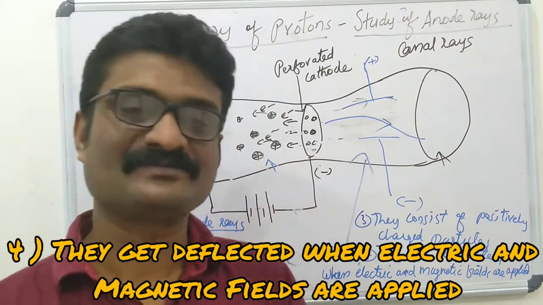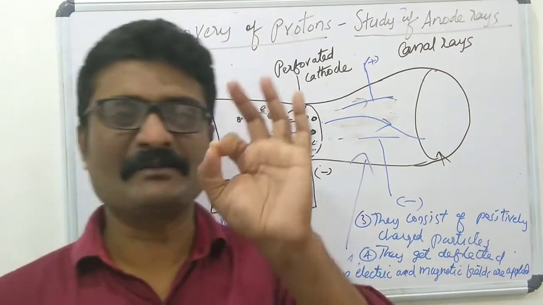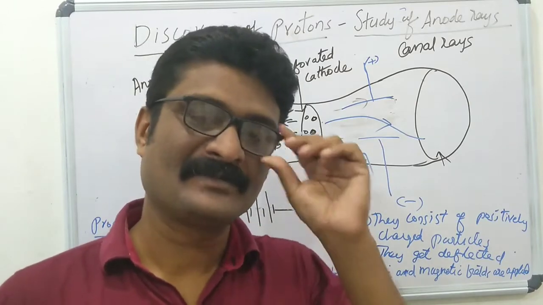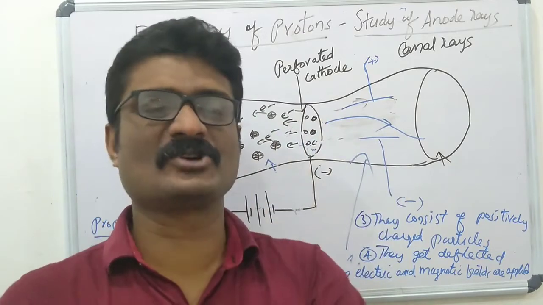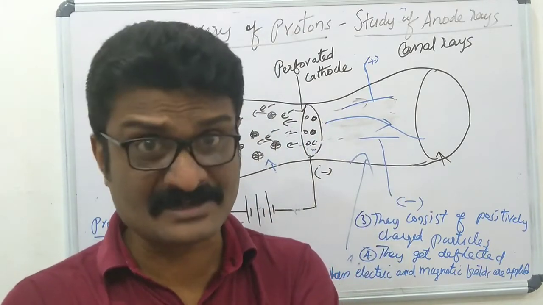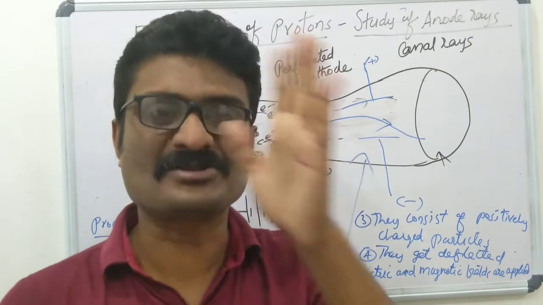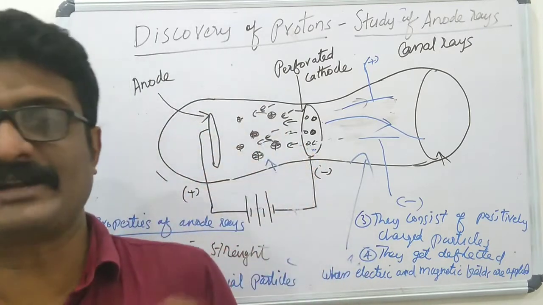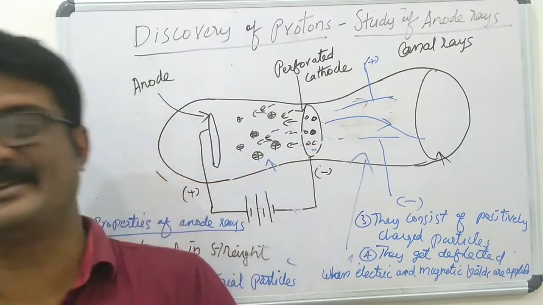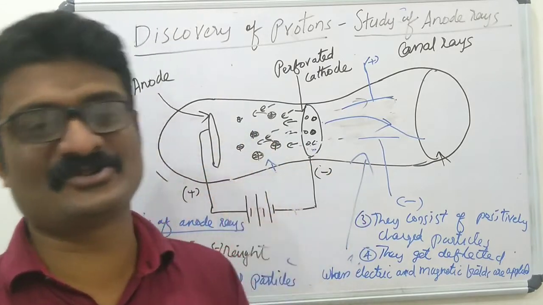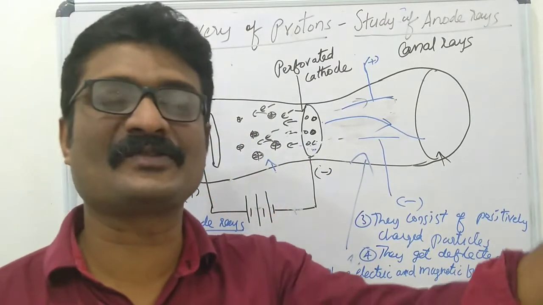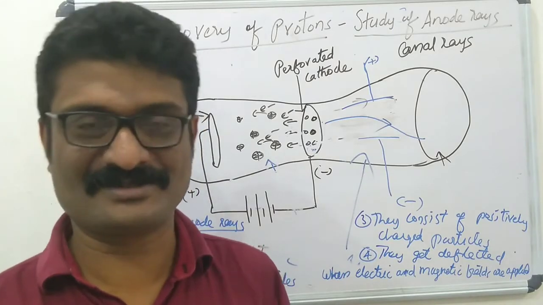Then, what are the main differences between cathode rays and anode rays? First difference, cathode rays consist of negatively charged particles, but anode rays consist of positively charged particles. Then what about the second difference? If you take any gas in the discharge tube, the particles of cathode rays are electrons.